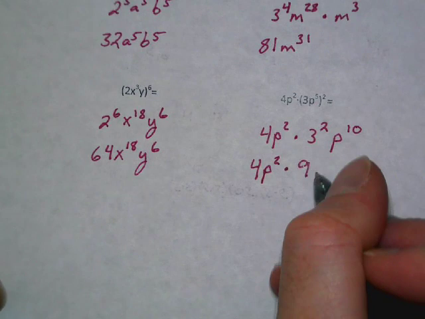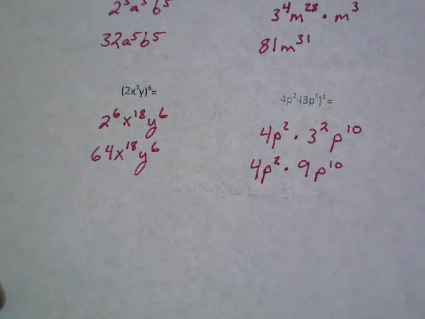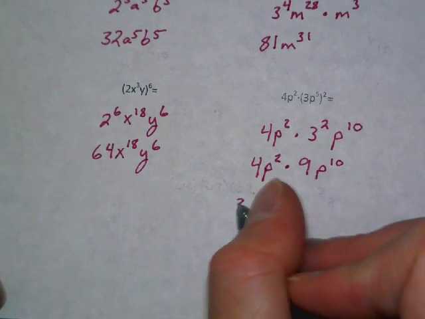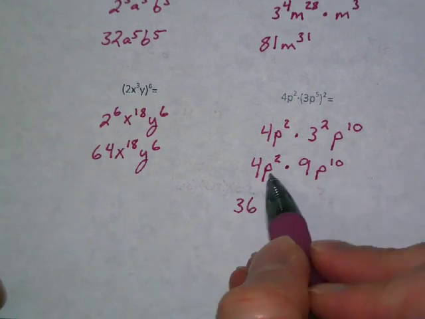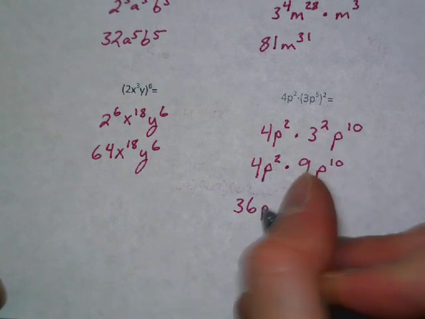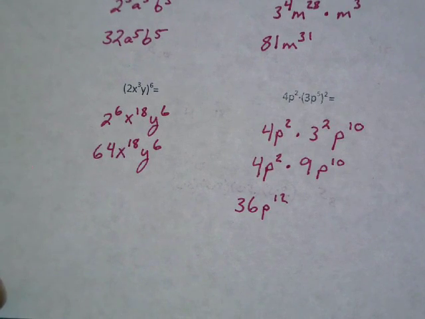Now before I can multiply that 4 and this, I've got to go ahead and work out 3 squared. So what is 3 squared? 3 times 3. 9, yeah. So the second step, that's all I'm doing. I'm just working out the 3 squared. So now you can multiply 4 times 9, get 36, and then add these exponents. 2 and 10 on the p's give you p to the 12.